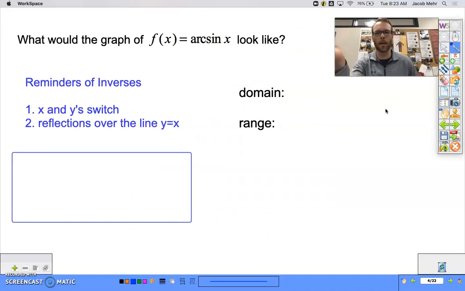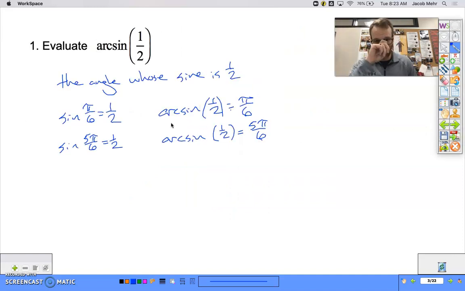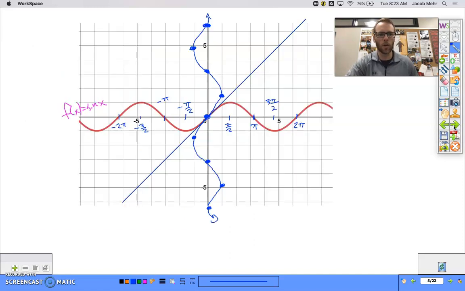Now, I said something on this slide right here. I said, you know what? There is more than one angle whose sine is 1/2, and we can see that here when we go to this graph, because if I pick 1/2, which would be right here, how many places is that intersecting our graph? I did not do a good job. This would keep going that way. It would hit there again.